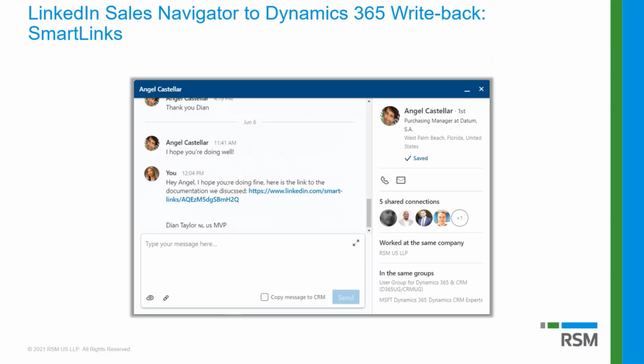And this is kind of what that looks like, right? This is my message window. You can see here that I actually sent him a message. I hope you're doing good. Here's the link to the documentation. And then again, when he accesses that, I can go back and I can view how long he was accessing some of those files and that smart link as well, which is a very nice feature. And this is where you can see that little button, right? I can copy the message to CRM, I can send it, and that will create that activity showing that I sent him a message.